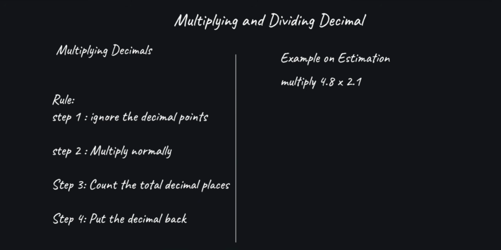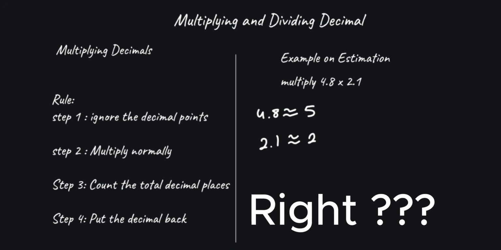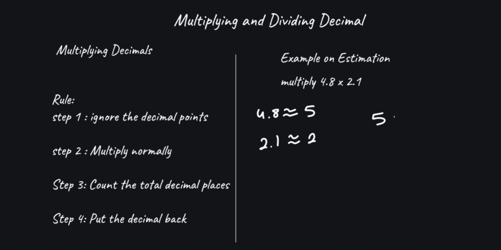Okay, now we're going to look at estimation checks. We're going to estimate the answer instead of trying to compute the exact answer, so we have a number that is very close to the correct answer. And this can help you in your day-to-day life. Here's a question. Let's multiply 4.8 by 2.1. If we're estimating, 4.8 is about 5, and 2.1 is about 2. So now we can multiply 5 times 2, and this gives us 10. So our estimated answer is 10.